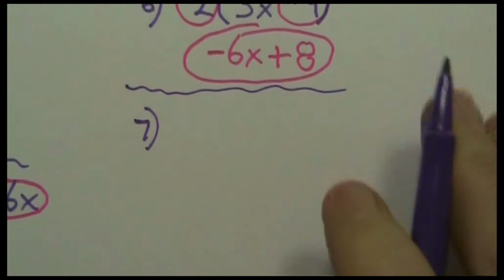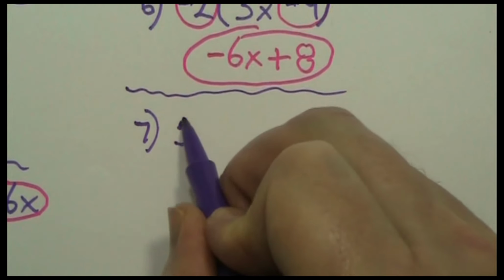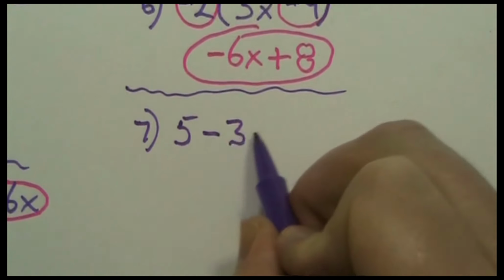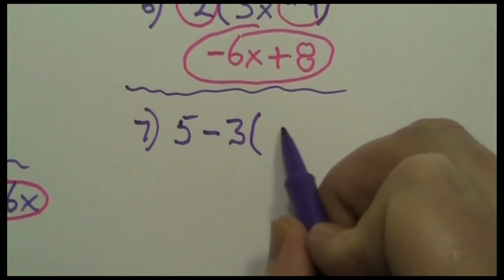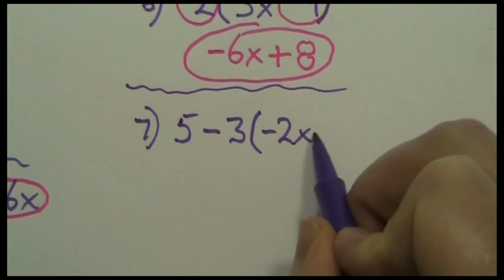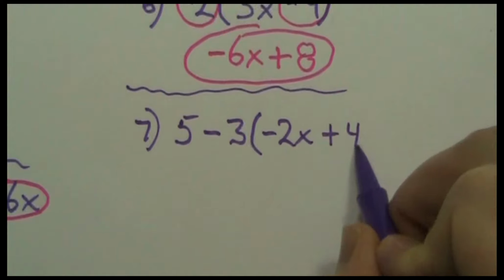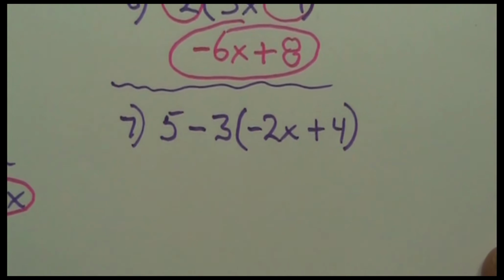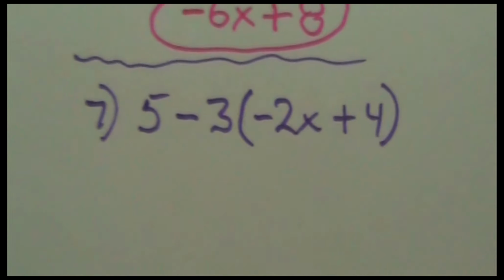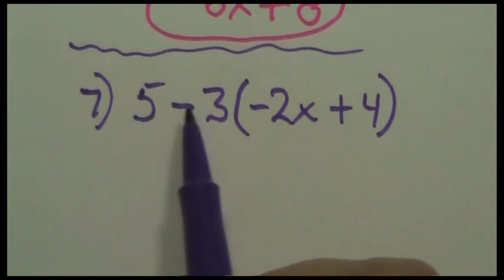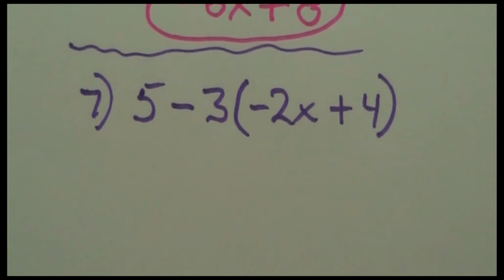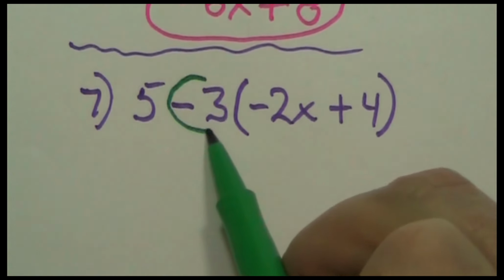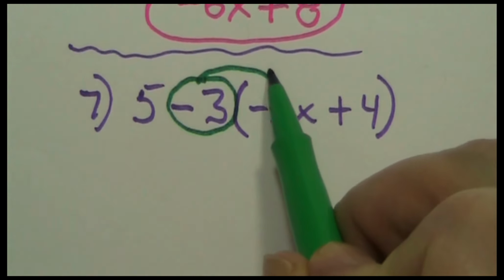Okay, number 7. 5 minus 3 times the quantity negative 2x plus 4. Now most people, when they see this, they want to subtract. Remember, you need to do distributive first. Do distributive first. So let's see, I'll take negative 3 times each one inside.